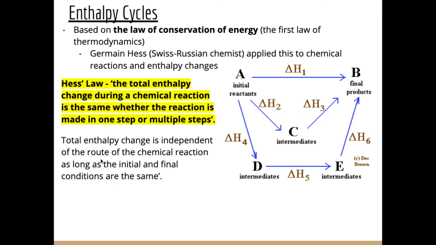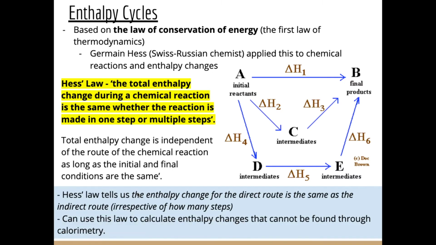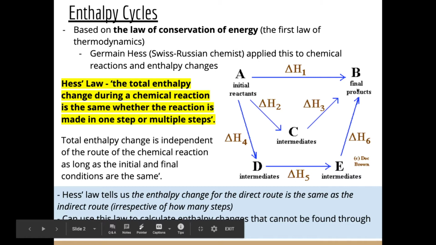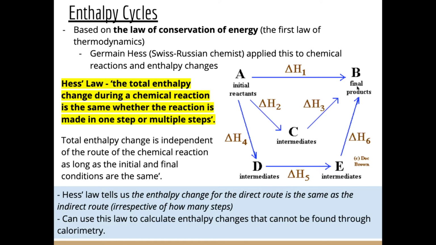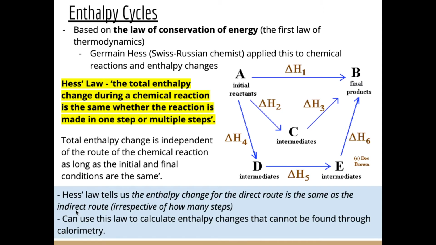So the total enthalpy change is independent of the route of the chemical reaction as long as the initial and final conditions are the same. Hess's law tells us that the enthalpy change for the direct route is the same as the indirect route, irrespective of how many steps. So going directly from A to B would be the direct route, A to C to B would be an indirect route, A to D to E to B would also be an indirect route. The enthalpy change for these direct and indirect routes will be the same because of this conservation of energy, this concept up here. We can use this law to calculate enthalpy changes that cannot be found through calorimetry.